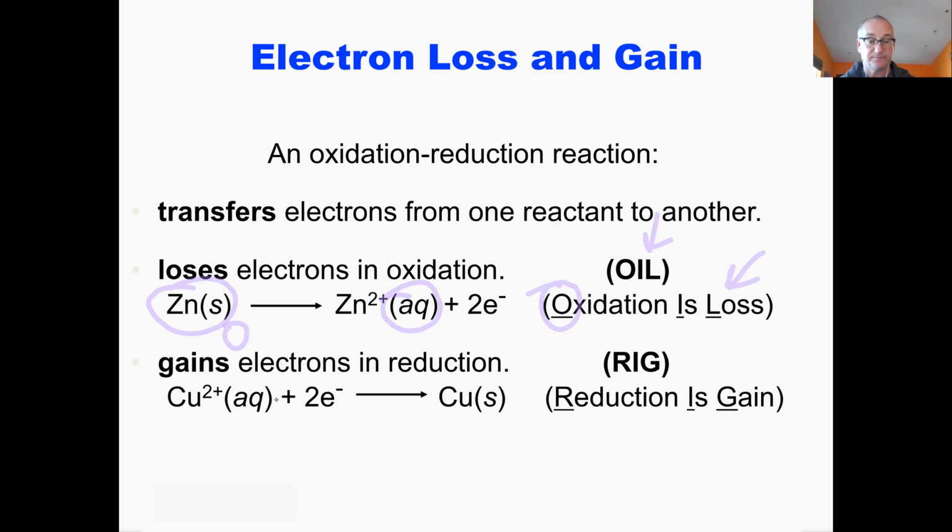On the other hand, copper, when it's in solution, one of the charges it has is +2, one of the common charges of copper.